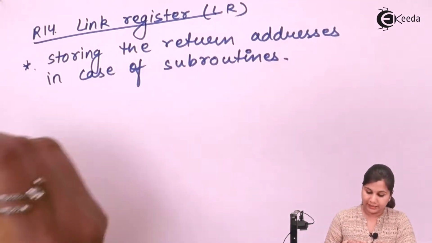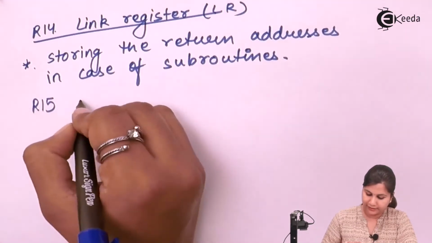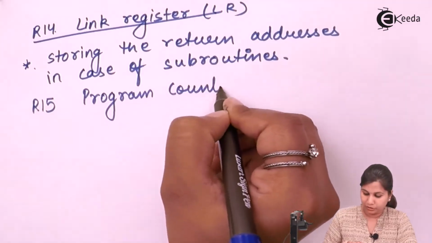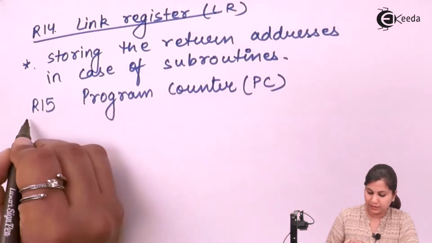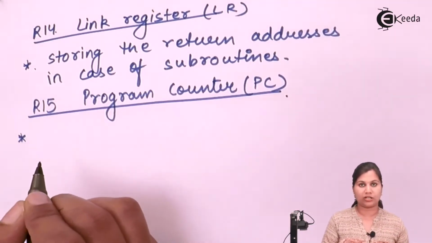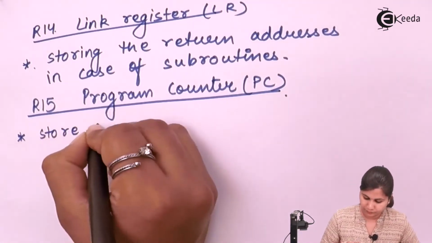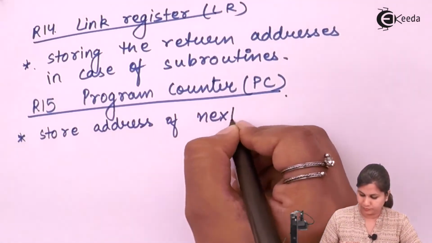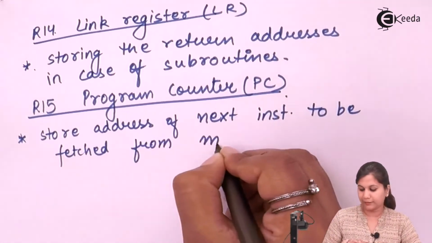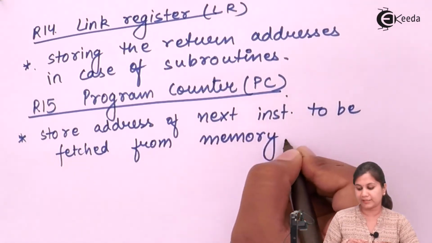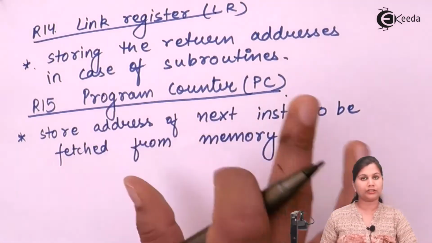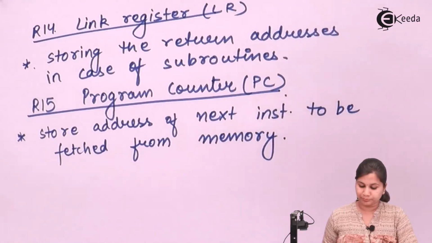Next is R15. R15 is the program counter, denoted as PC, and it is used to store the address of the next instruction, where the next instruction is written. That way the processor gets to know where the next instruction is in the memory, because the address of that next instruction is stored in the program counter.